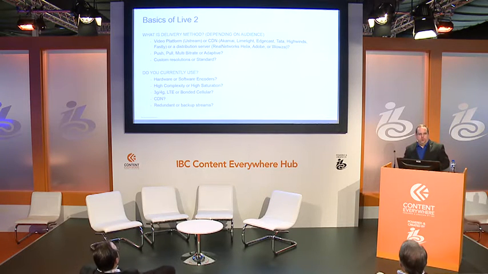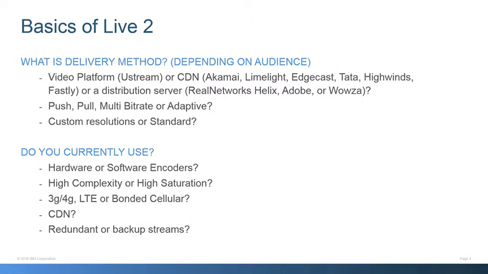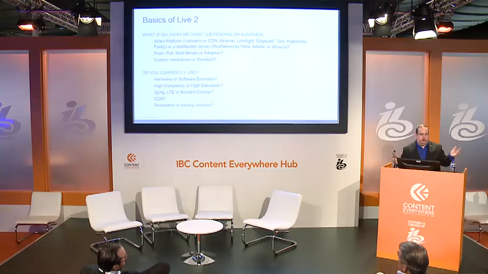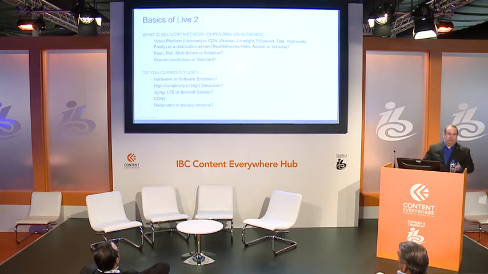So the next question is how do you want to deliver? A video platform like Ustream, a CDN like Akamai and the various ones, or do you use a distribution server? Then next thing is, do you currently use hardware or software encoders? Obviously, you look around the whole event here, there are a lot of great encoding companies. So next thing is complexity or high saturation. I'll jump in more on that. This is my little best tip. My best practices tip is always set high complexity, high saturation for that extra pop in your videos.